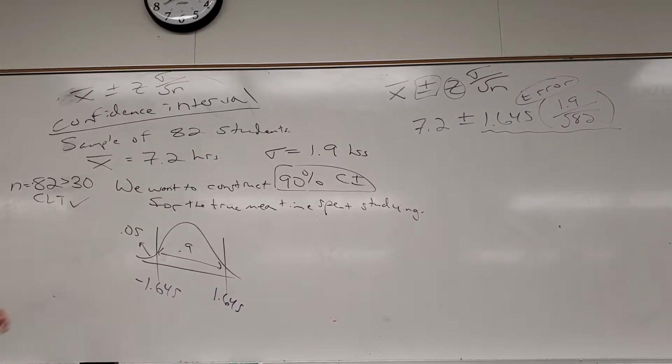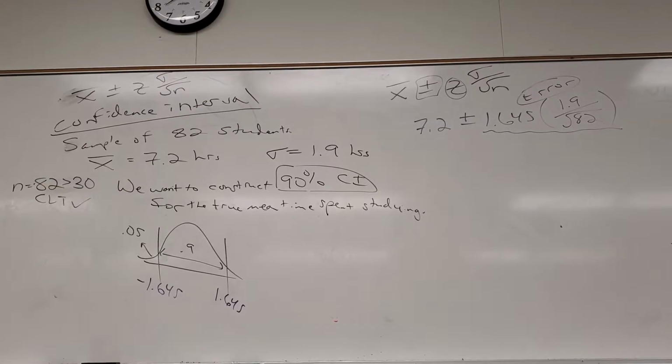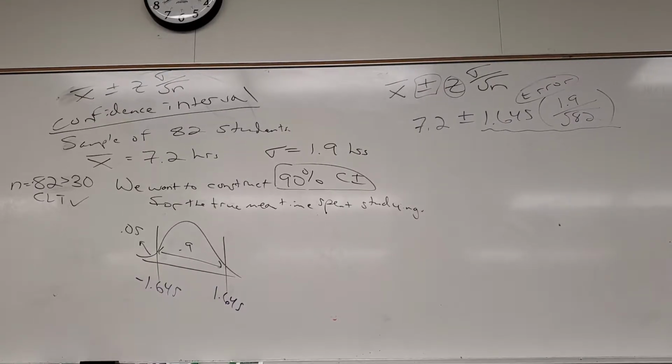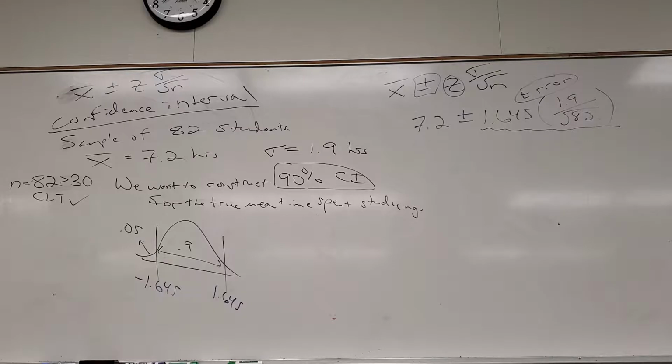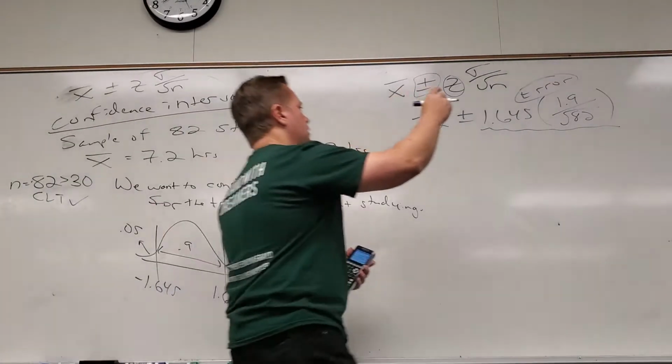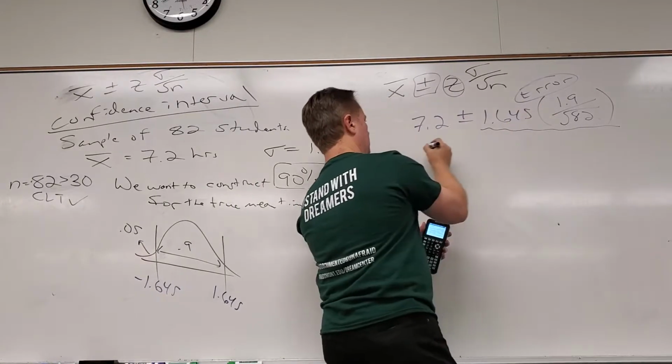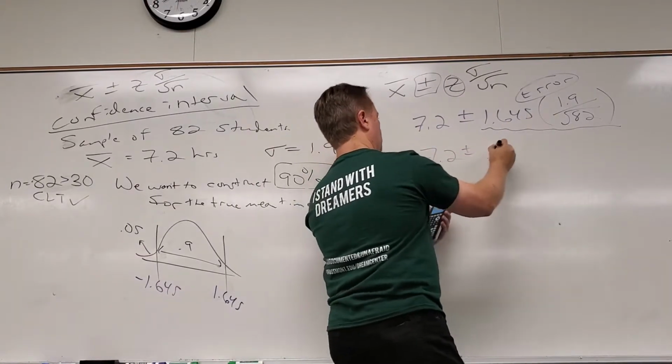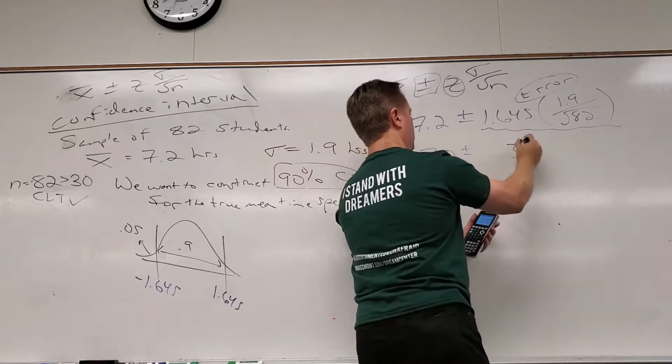Okay, so anybody help me out there? What do you guys get for that? The error, 7 point something? Sounds like too much. Let's see. So what do you get just for this? 0.345. Yeah, 0.345. I like that.